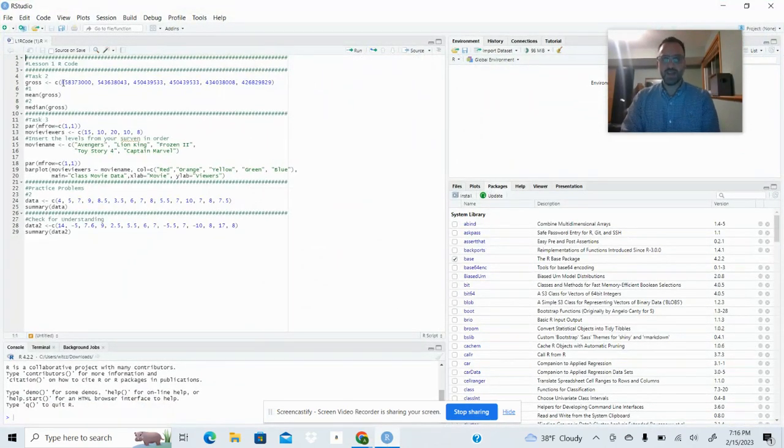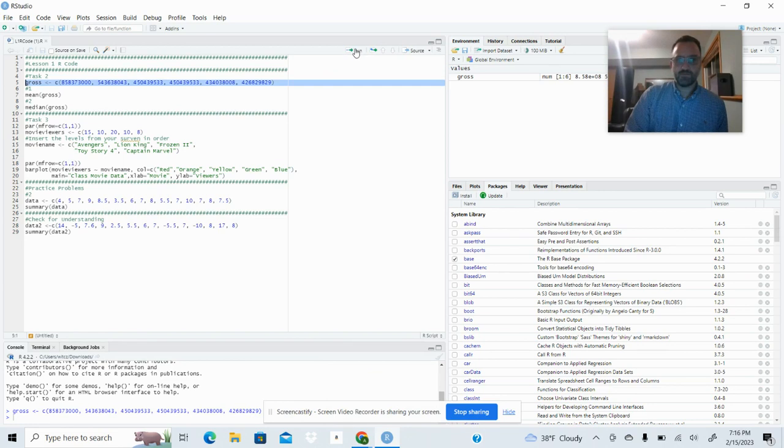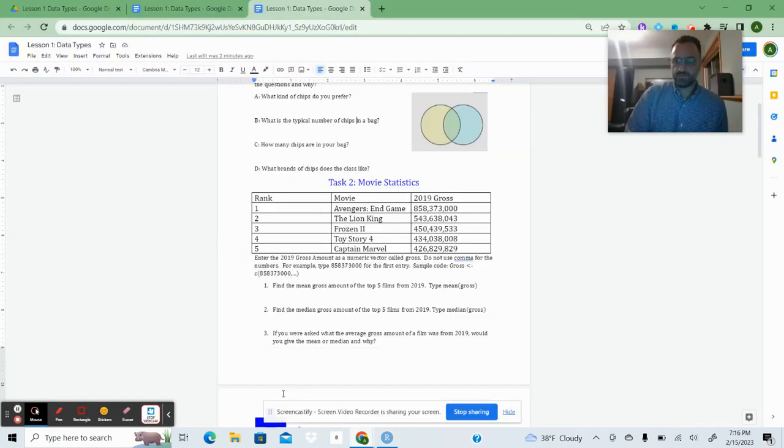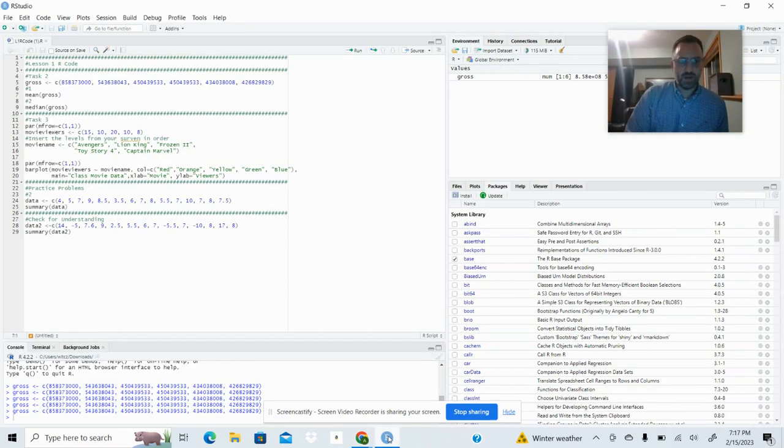So gross is, and we have the first movie without commas at all, and then the second movie, the third, fourth, fifth, and so on. So here is our gross. And then what we're going to do next is find the mean of gross. So let me go back to that code here.